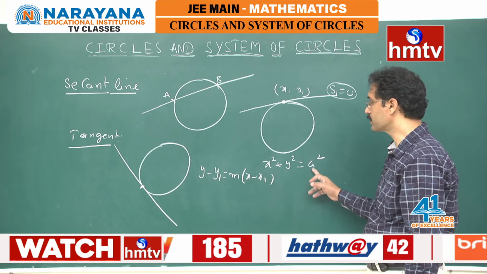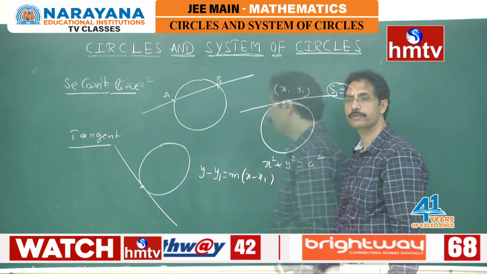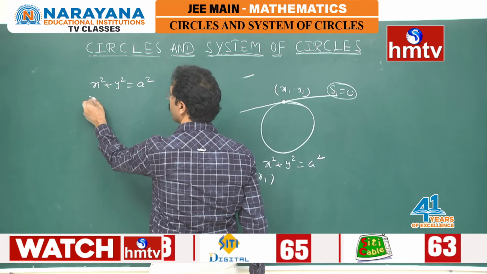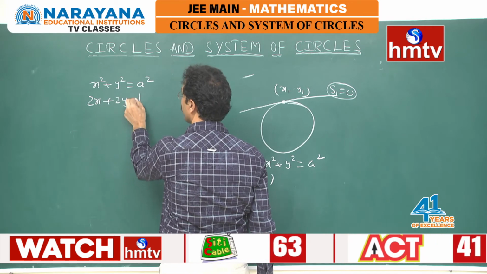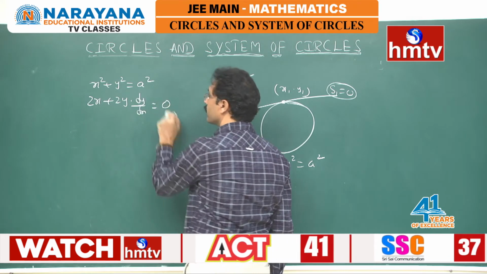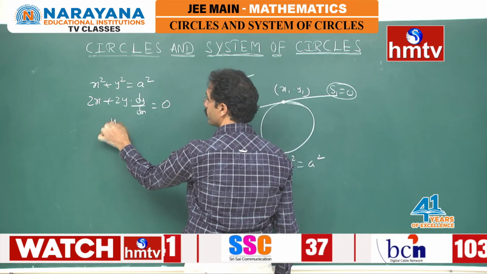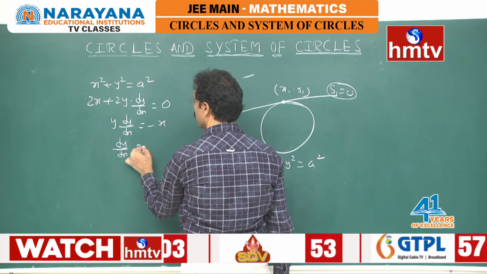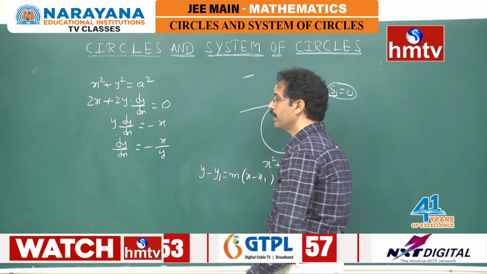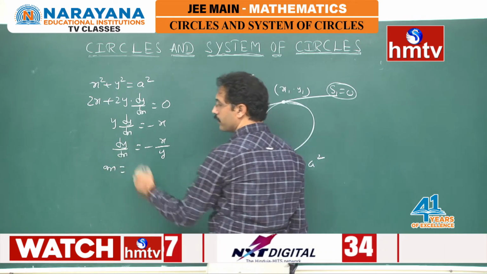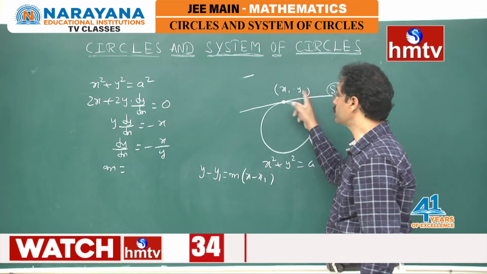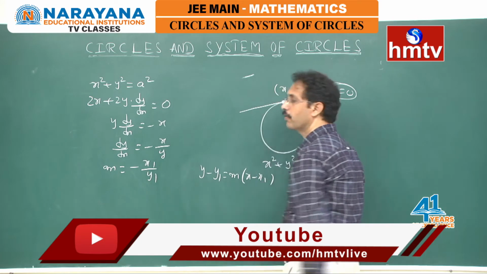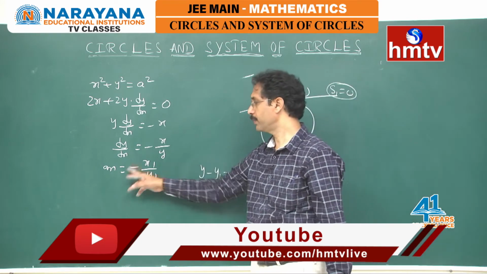On differentiating x square plus y square is equal to a square we can find out. Here, see, we differentiate this: x square derivative 2x, plus y square derivative 2y into dy by dx, is equal to a square derivative 0. Then from this, y into dy by dx is equal to minus x. Then dy by dx is equal to minus x upon y. Now, the tangent slope m is equal to dy by dx at that point. So, at this point x1 comma y1, if I substitute here, minus x1 by y1 is our slope of the tangent.